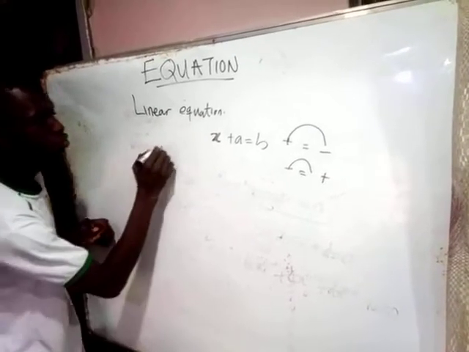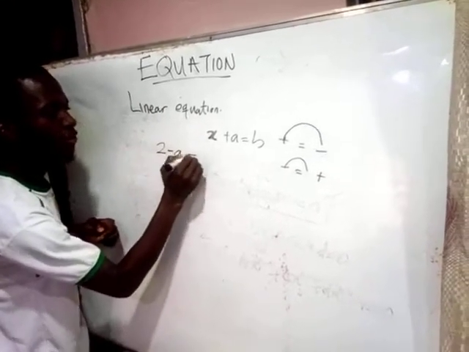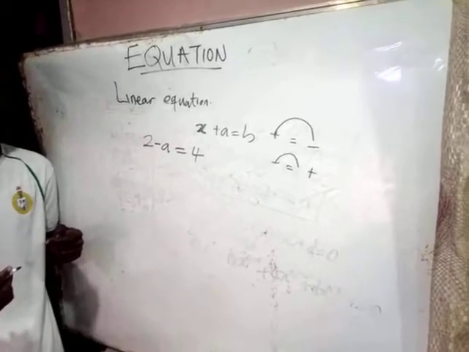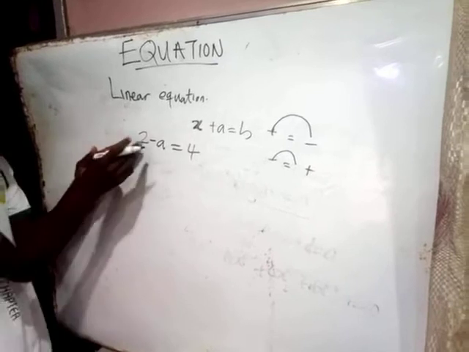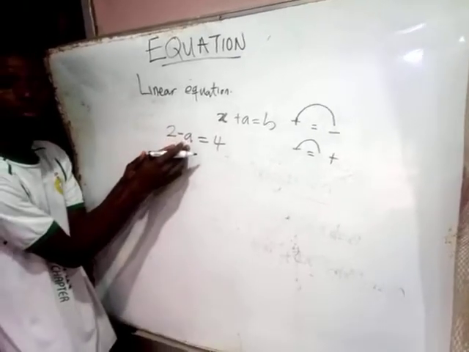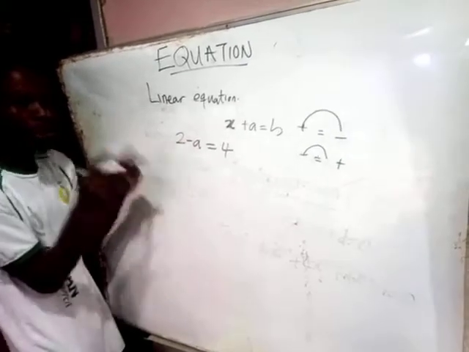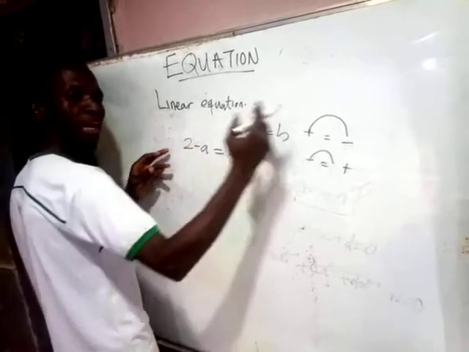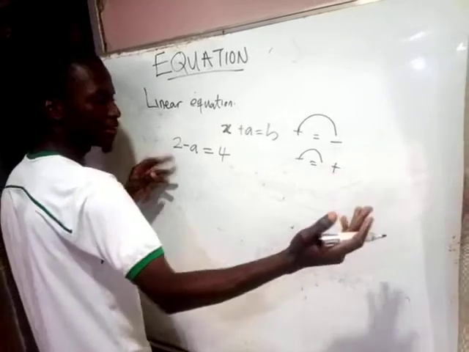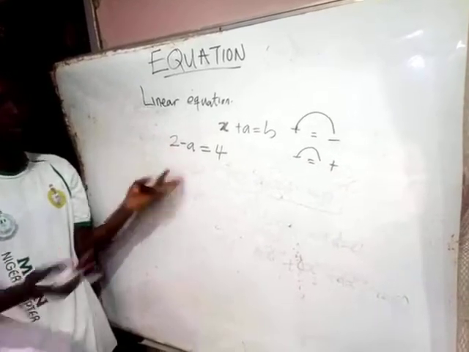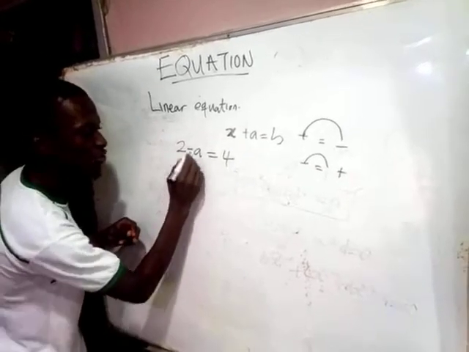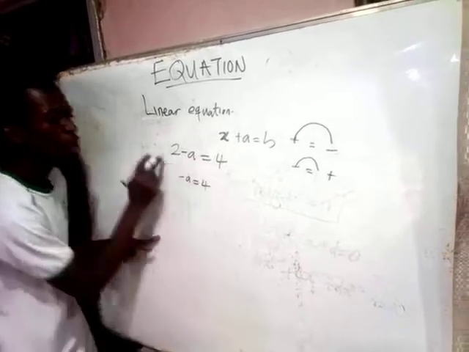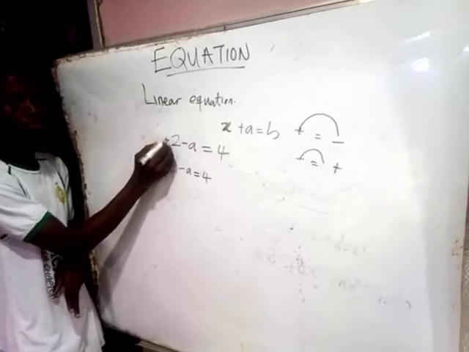Now again, these are questions that students do ask. When you have 2 minus a is equals to 4, how do we solve this? Now, what are we looking for? A. You have two options. The first option is either you move your a to the other side, or you leave it like this. For example, if you leave a, it will be minus a is equals to 4, and this sign here is plus 2.